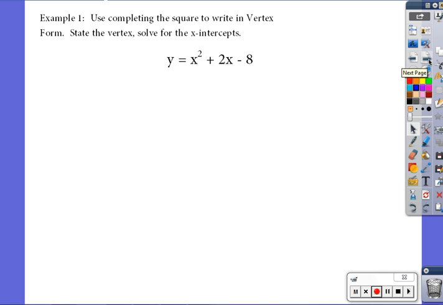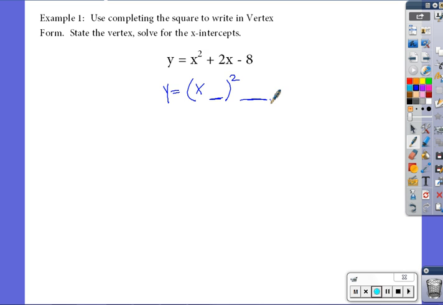First we're going to use completing the square to write this in vertex form. We're going to state the vertex and then solve for the x-intercepts. So this is a three-part problem. On a quiz or a test, I would probably break this down into 3 questions. So we have y equals, and I'm going to write the shell, because this part is always the same. I'm looking for this and this.